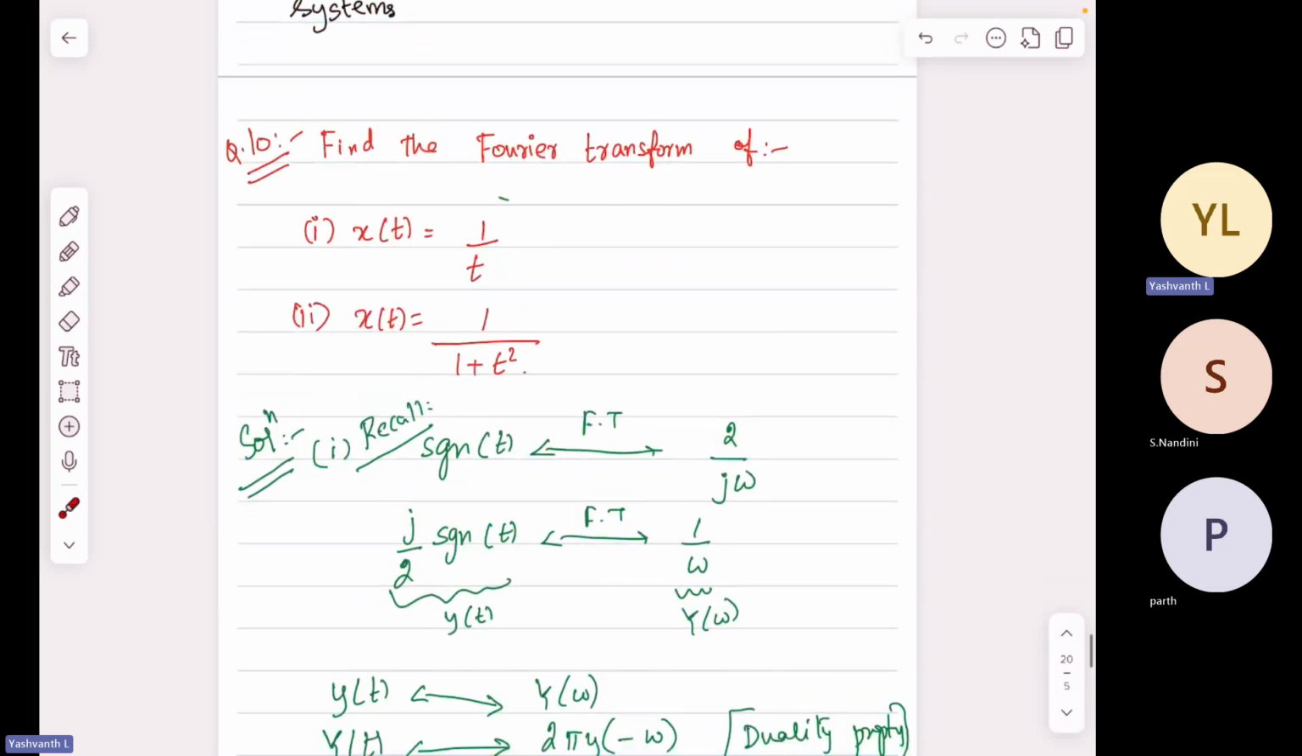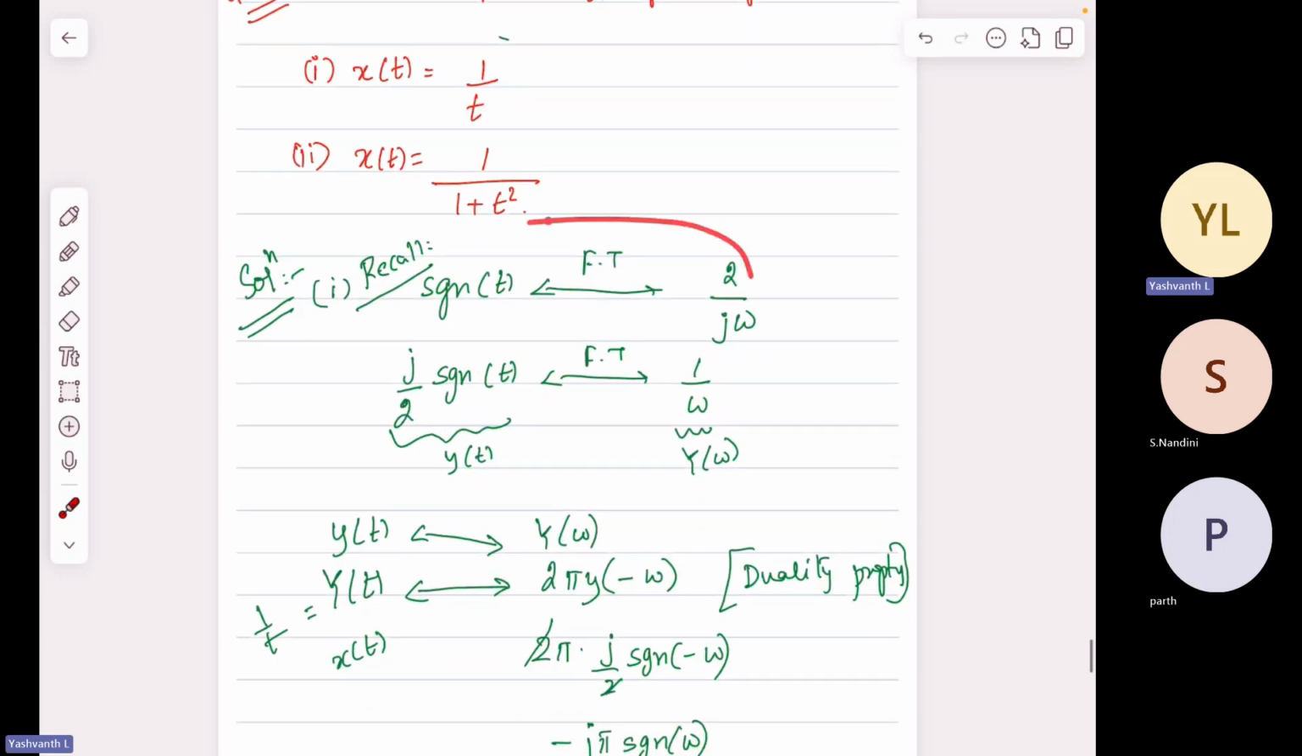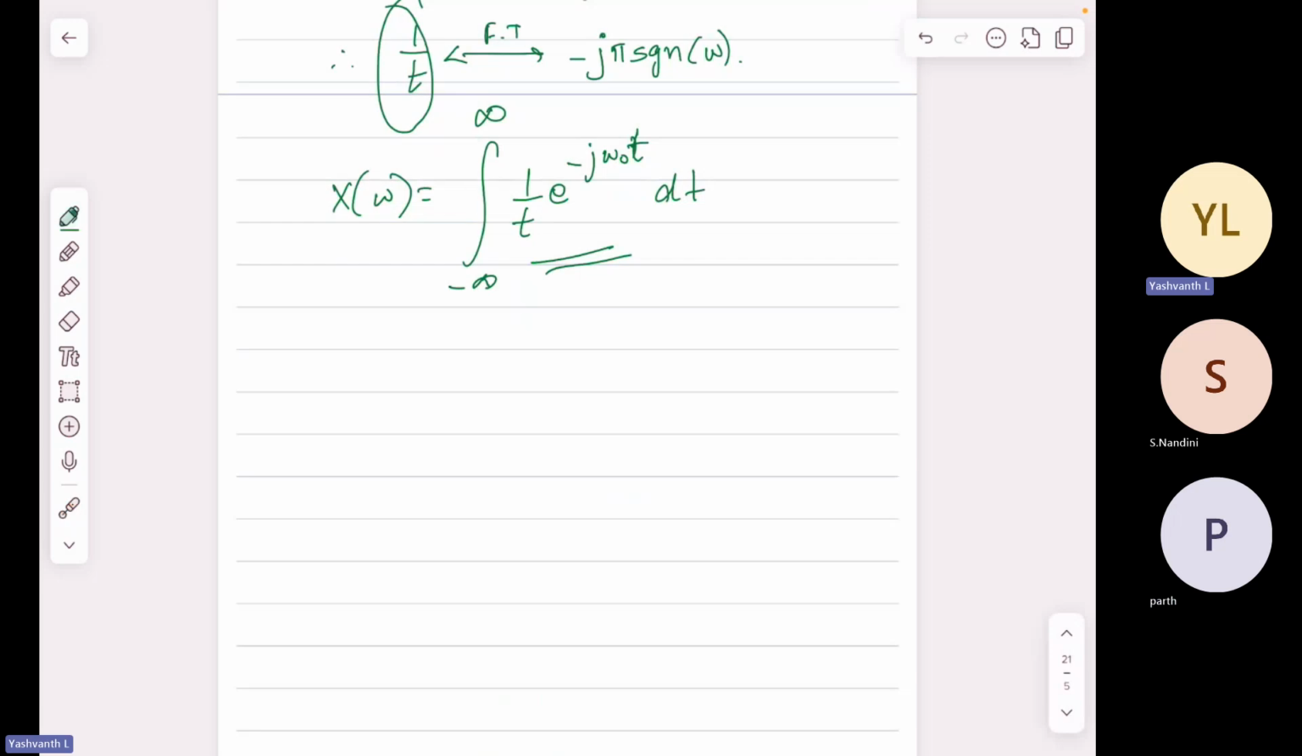Okay. And the second, b part, is x of t is equal to 1 by 1 plus t square. Any thought about how to do this? Same, I'm telling you right now, duality property again. But for the duality property, I need to identify some Fourier transform pair like this. Now, which Fourier transform pair should I identify for this? You have solved this in class, in this week's lectures. e to the power minus a t. Ah, correct. You're right. Very good.